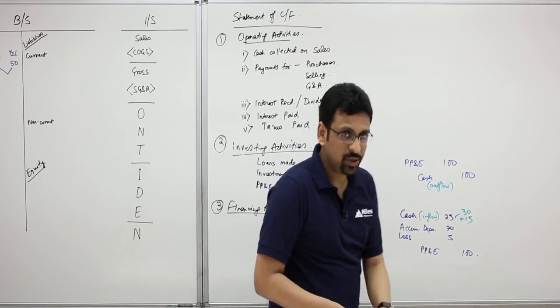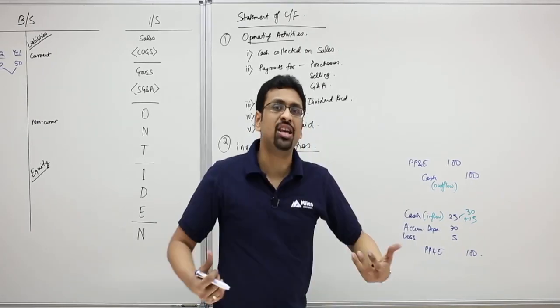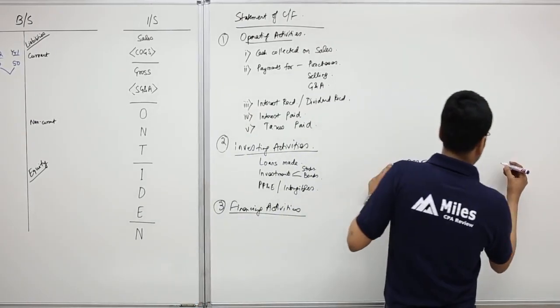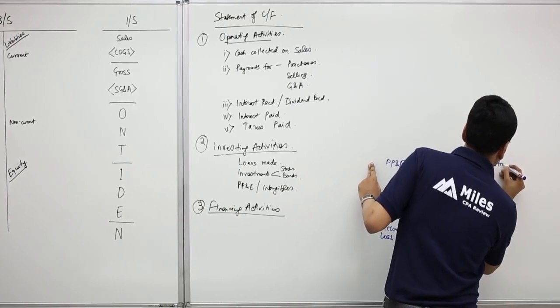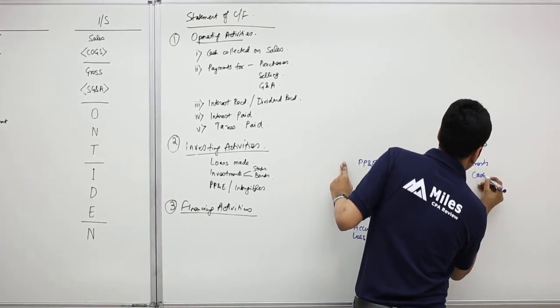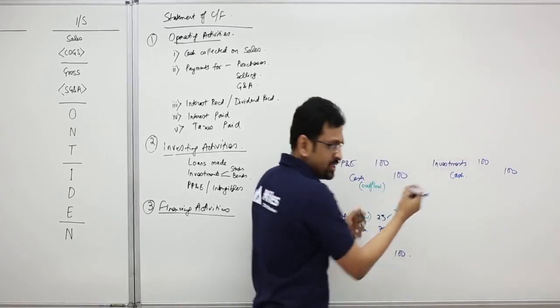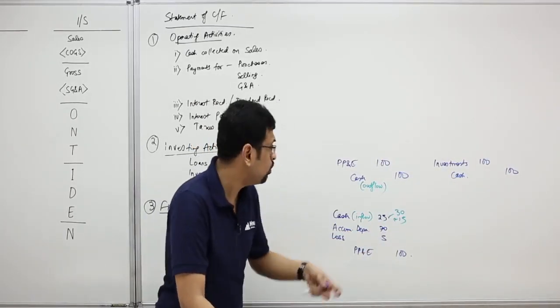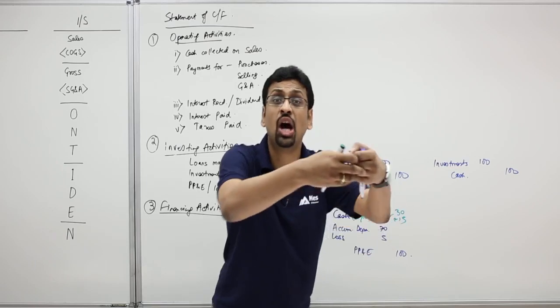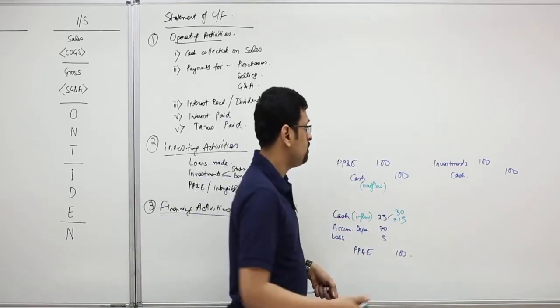Now let's look at investments. So let's say you've bought an investment, a marketable security. So you've made investments to cash. Let's say you made an investment for 100. Is this a cash inflow or a cash outflow? Cash has gone out, cash outflow. It's a use of cash.